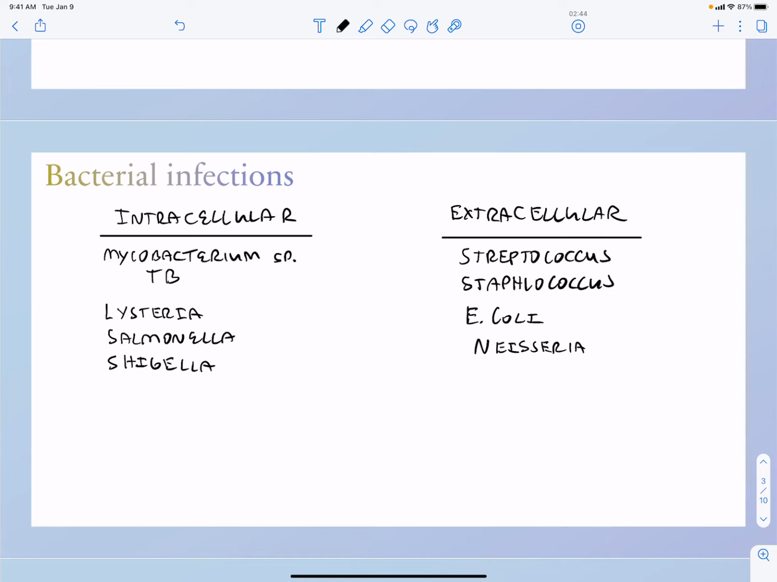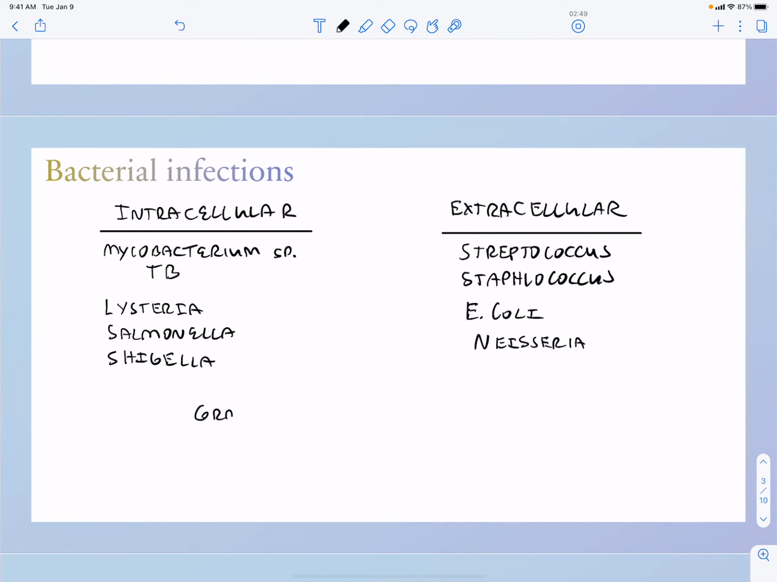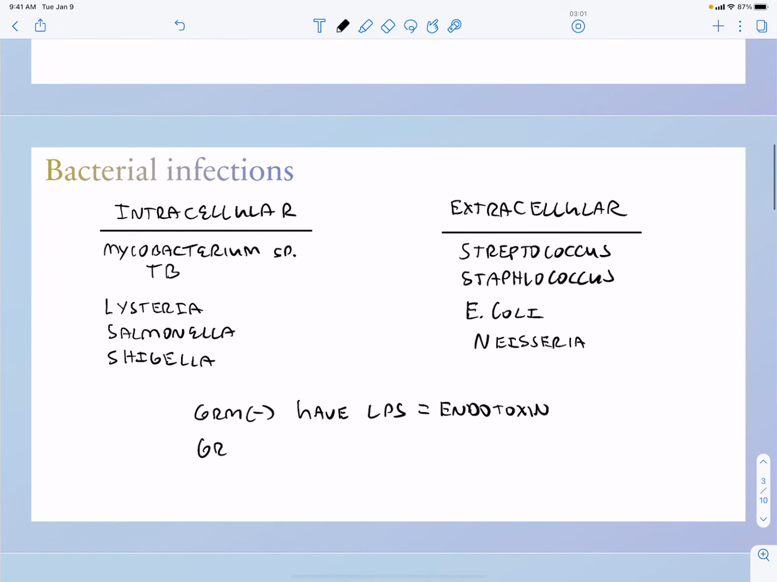And so one thing that our gram-negative bacteria have are endotoxins. And so that's LPS. And then our gram-positive or negative can have exotoxins. And exotoxins are mostly going to be A, B toxins. And we'll talk about those.